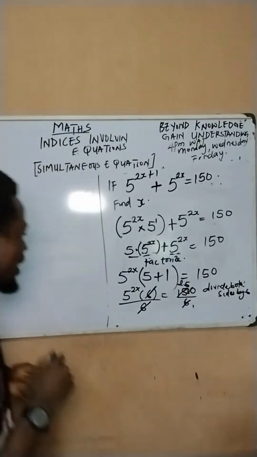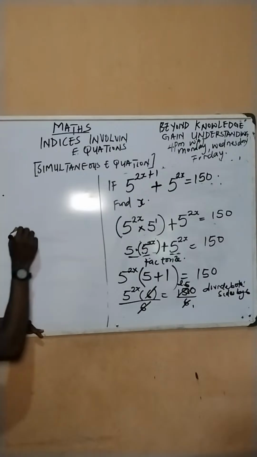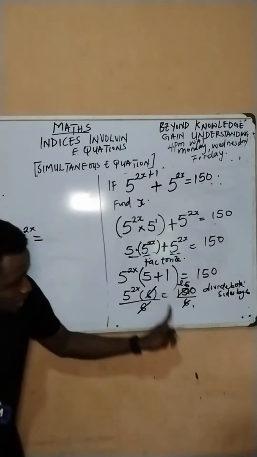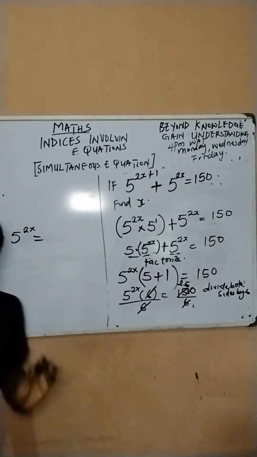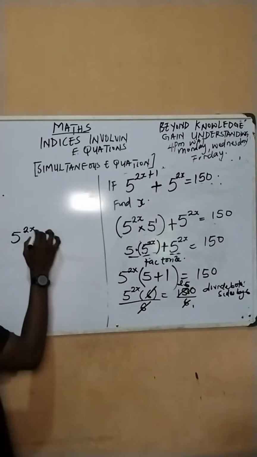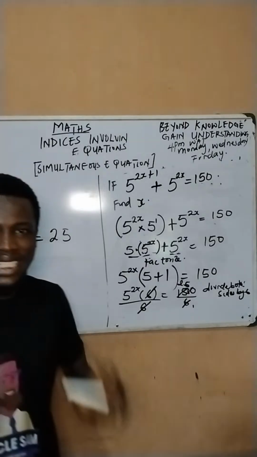and simplify further. So at this point, what we have remaining on this left-hand side is simply 5 raised to the power of 2x equals to what we now have remaining for this right-hand side after we have simplified and divided both sides by the coefficient of the 5 raised to the power of 2x here. We have just that 25 is remaining. So it's looking simplified now.